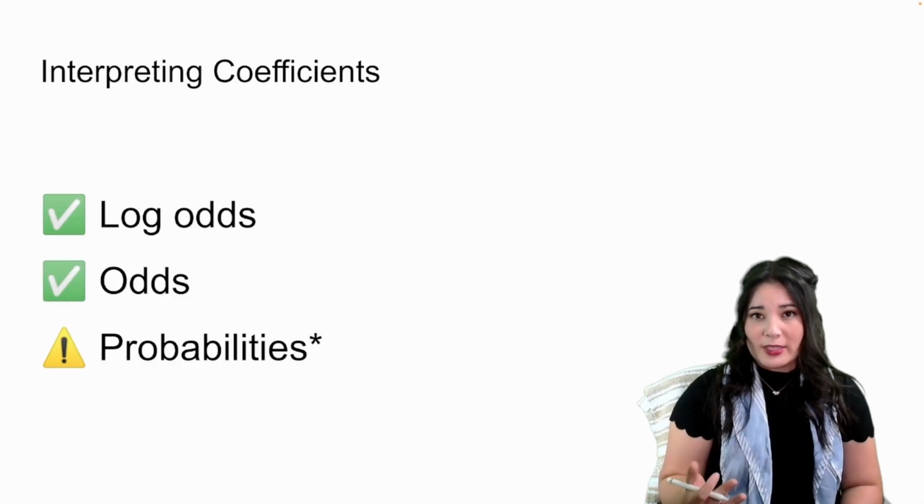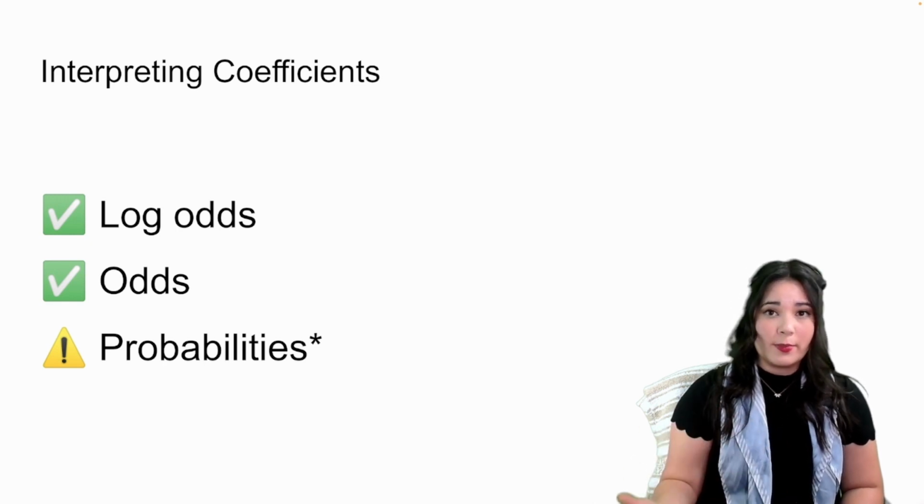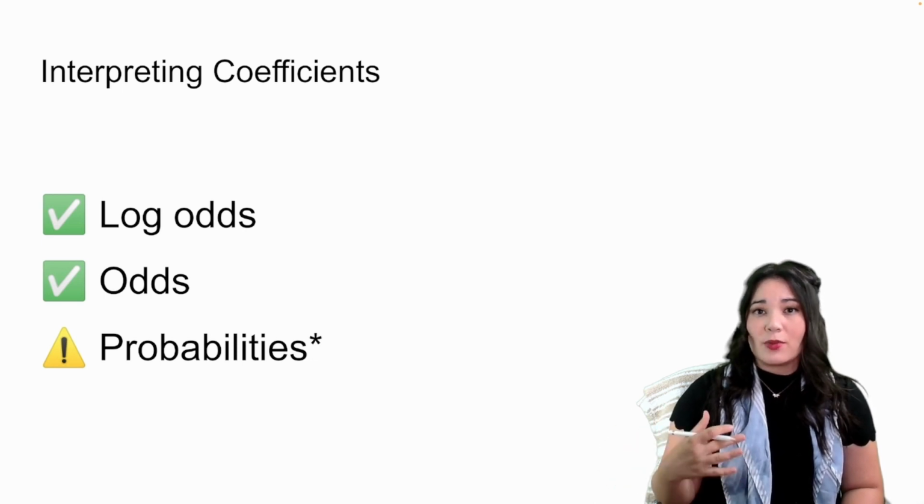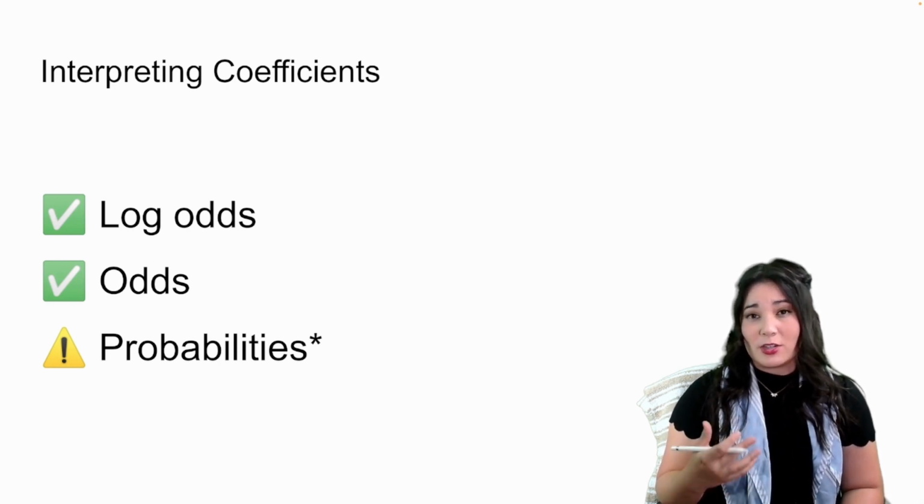So while probabilities are the most intuitive units of all three, we typically don't present our results from a logistic regression in terms of probabilities because there is no one number that we can use to represent the relationship between our predictors and our predicted probabilities. For log odds and odds, there is a consistent relationship, although log odds are a bit uninterpretable, so often we want to present things in terms of odds.